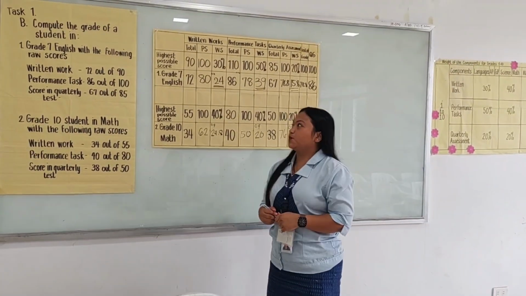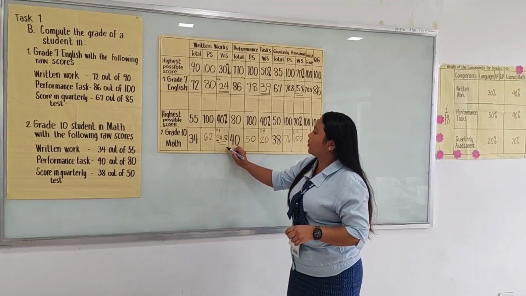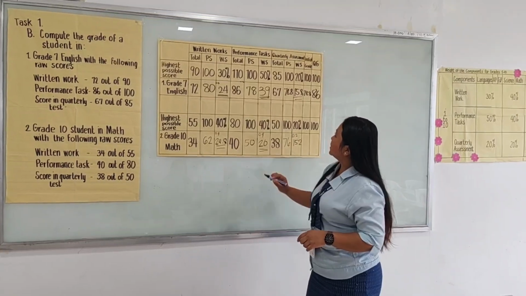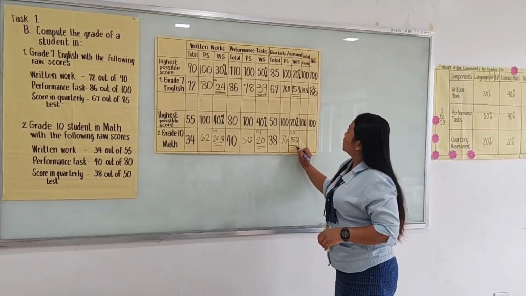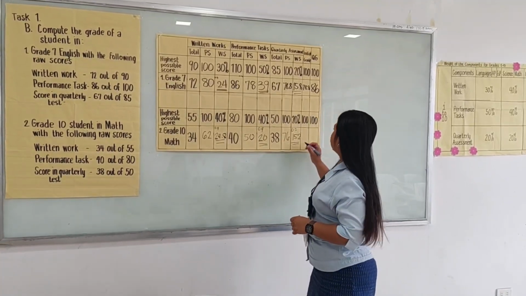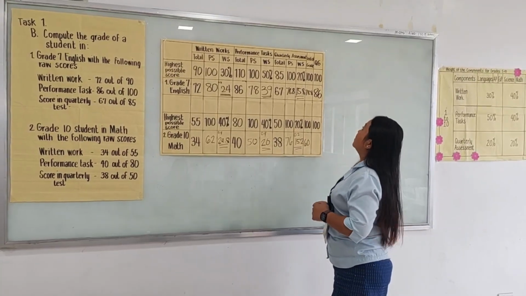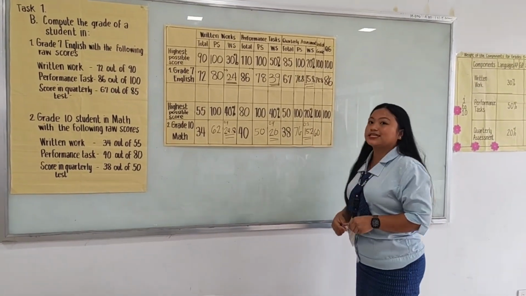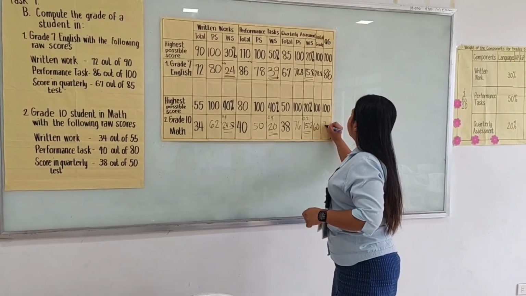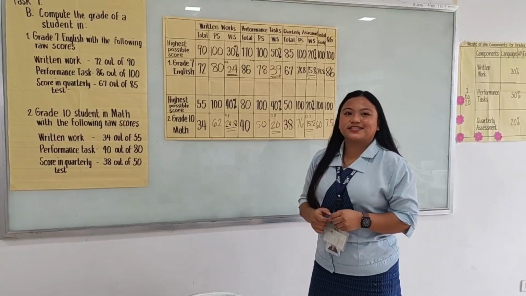To get the initial grade, we need to add all the weighted scores: from written works, which is 24.8, plus 20 in performance tasks, and lastly 15.2 in quarterly assessment. So the answer is 60. So 60 is the initial grade of the student. In getting the quarterly grade, we need to transmute 60. The transmuted grade of 60 is 75. So 75 is the quarterly grade of the student in math subject.